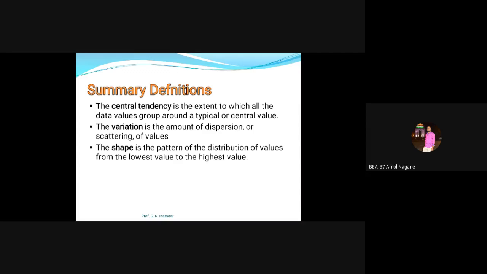The variation is the amount of dispersion or scattering of the values. The shape is the pattern of the distribution of values from the lowest value to the highest value.